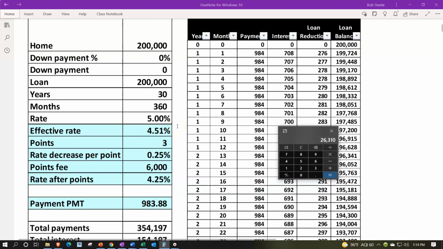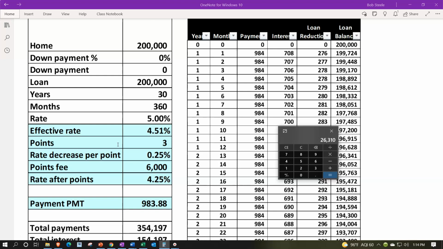So then we have the rate. We're going to say that's the starting rate before any points. We're going to say it is 5%. We're going to add the points then. We're going to say these types of points are there in order to buy down the rate. In other words, prepaying, in essence, the interest, or putting money down up front in order to get a lower interest rate.